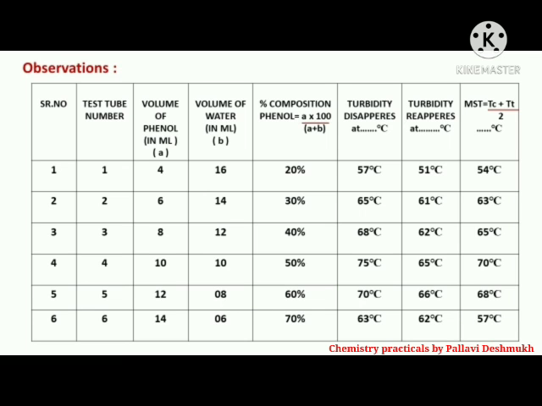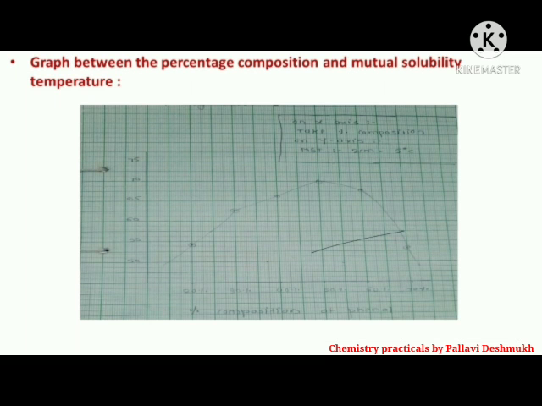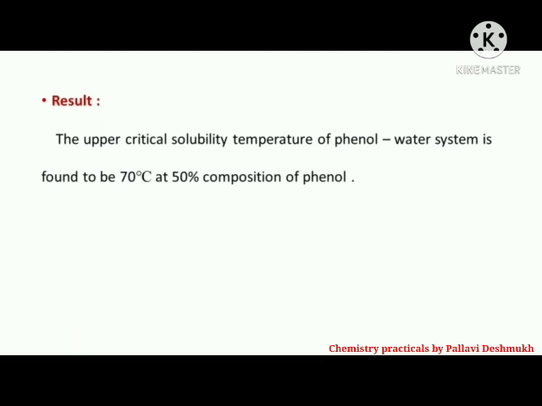Now the observations. This table shows the two different temperatures when the turbidity disappears and when the turbidity reappears after cooling, and from that the mutual solubility temperature for each system can be calculated. The graph is plotted between the percentage composition and the mutual solubility temperature calculated in the observation table.